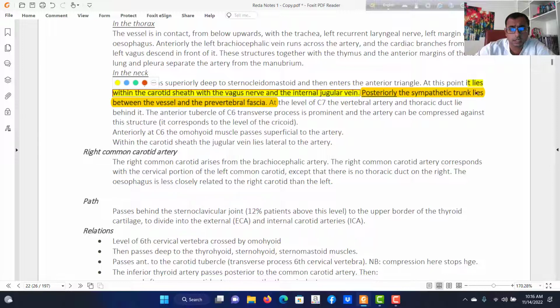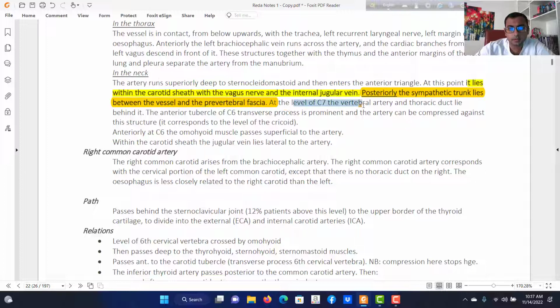These things must be present in the FCPS exam. In the part 1 exam, I faced this question: what is the structure that lies posterior to the common carotid artery? So that is the sympathetic trunk.